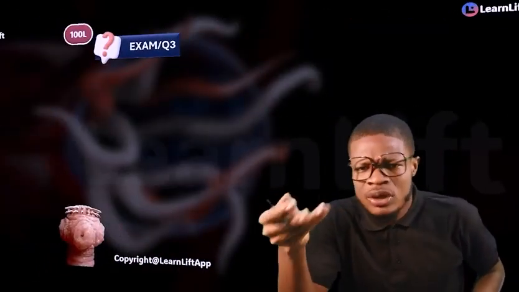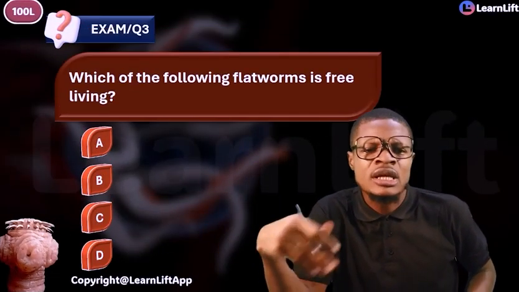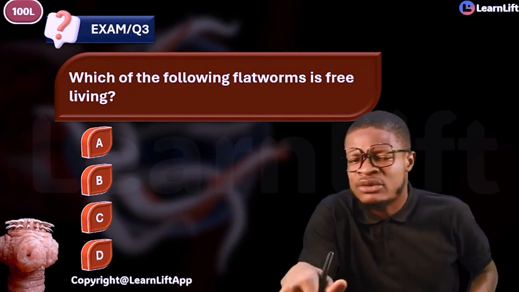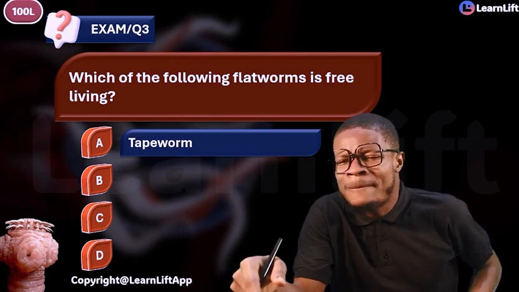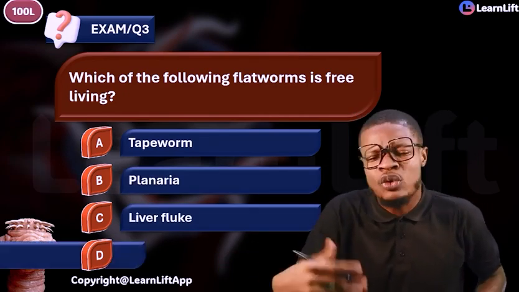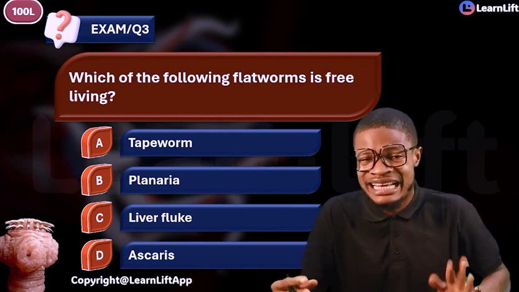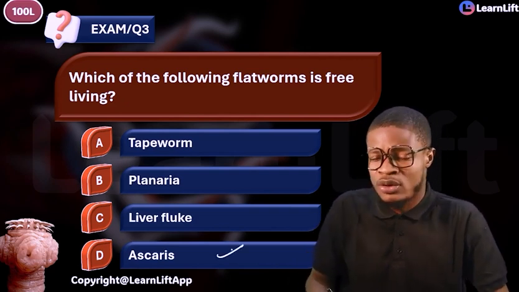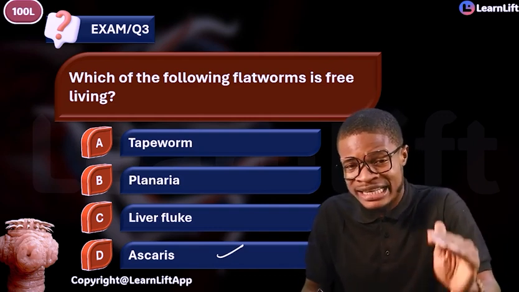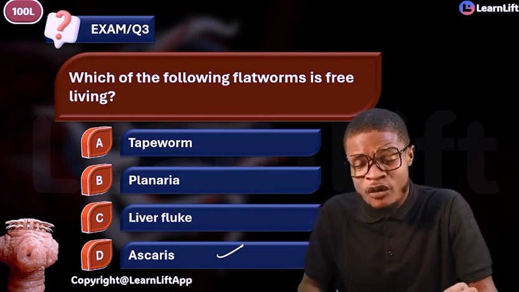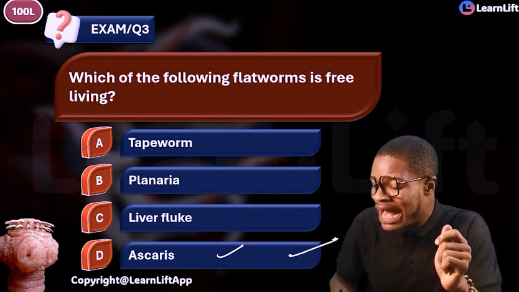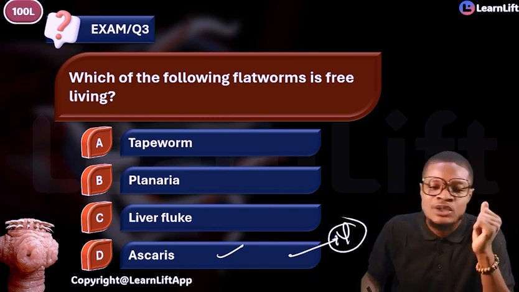Number 3, look at this sweet question. The question says, which of the following flatworms is free living? Is it the tapeworm, the planaria, the liver fluke, or the one we call ascaris? Now listen carefully. Ascaris lumbricoides, Dracunculus medinensis, Enterobius vermicularis, Ancylostoma duodenale, Loa loa, Onchocerca volvulus, Wuchereria bancrofti. They are under nematoda. So this guy is under your phylum Nematoda.